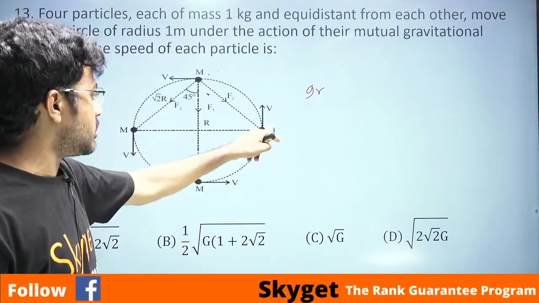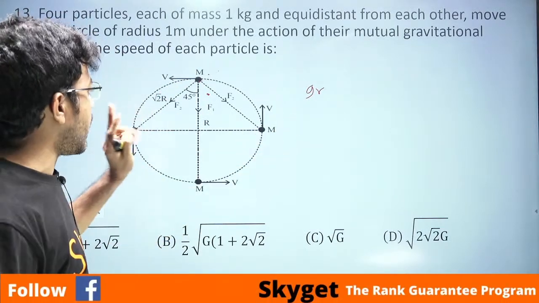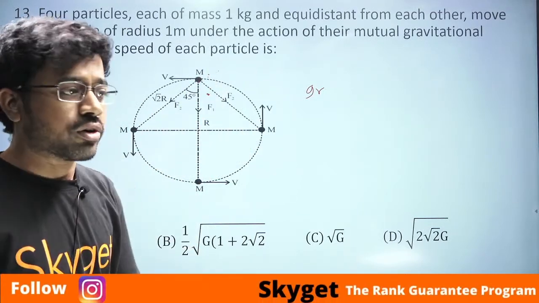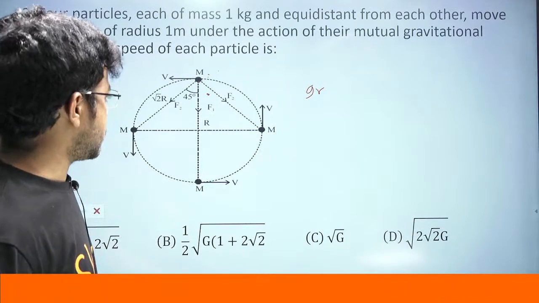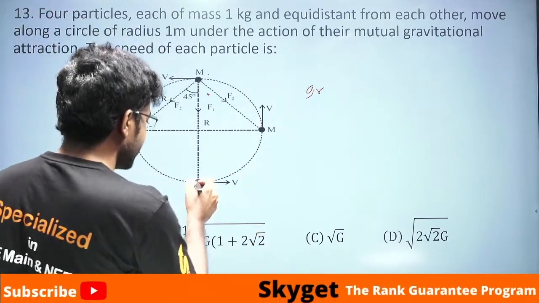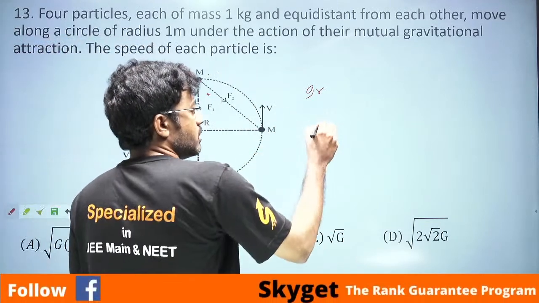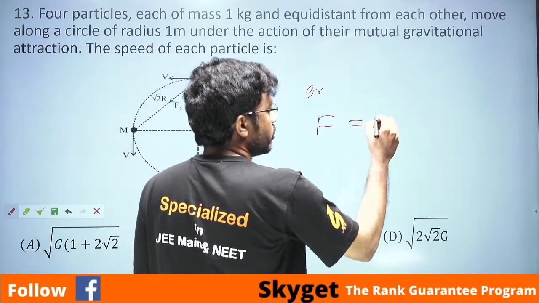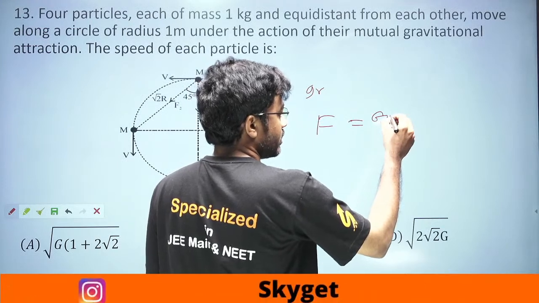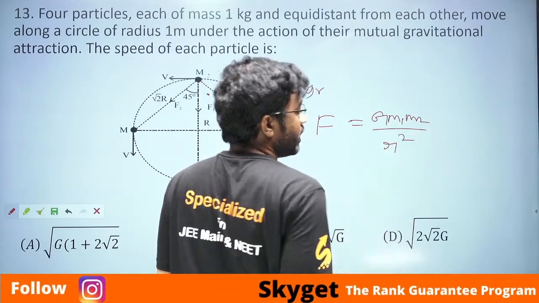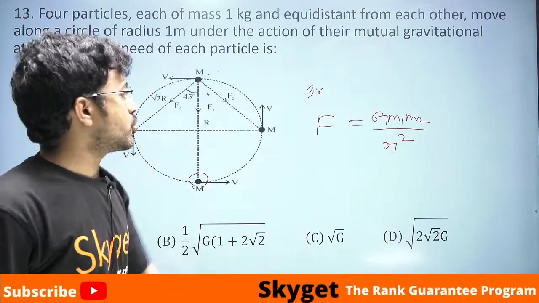Here there are 3 other masses. So these 3 masses will actually cause the force on this object. So first you have to find the total force because of these 3 masses. So first, let us take this mass. The force between 2 masses is equal to the universal gravitational constant times the product of those 2 masses, divided by the square of the distance between those 2 masses.